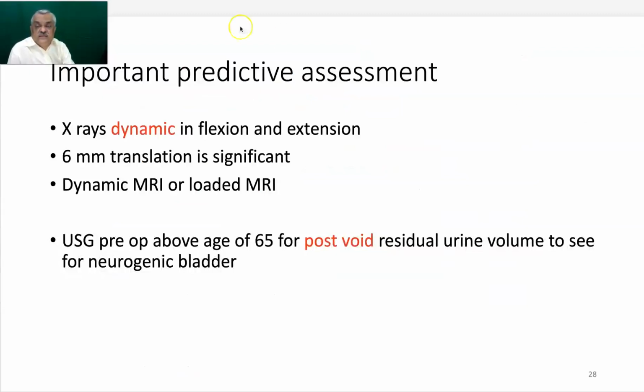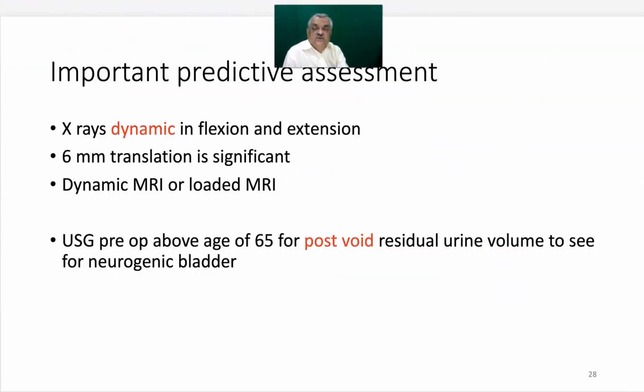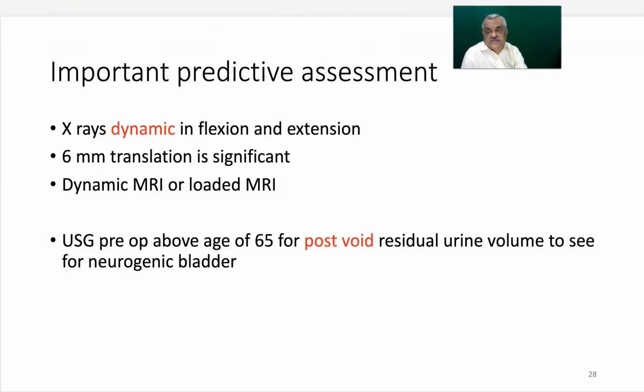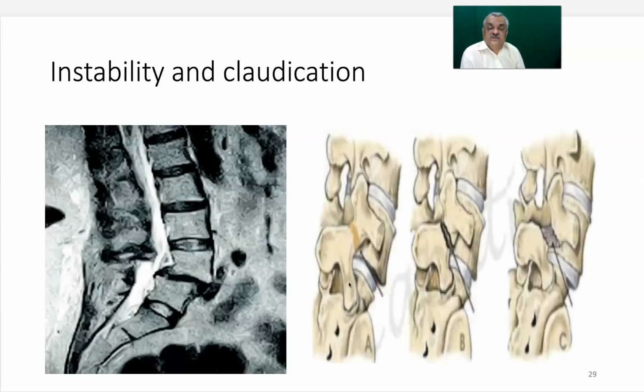Now we also do X-rays either in standing, or we do X-rays in the flexion extension to find out the dynamics of the situation. And commonly it is described that if there is a translation of more than 6 millimeters, then it is significant. We can also do a loaded or a dynamic MRI, and as we already mentioned, the post-void residue, if it is more than 60 ml in a female or 100 ml in a male, it is very significant, and it must be done in all the patients who come to us who are above the age of 65.